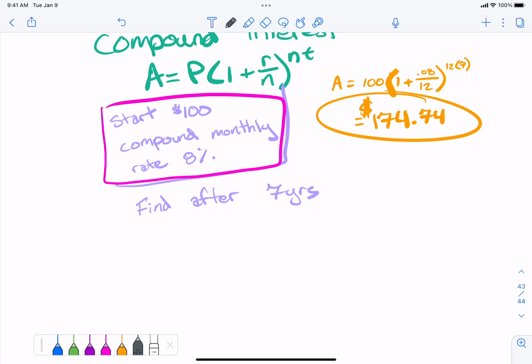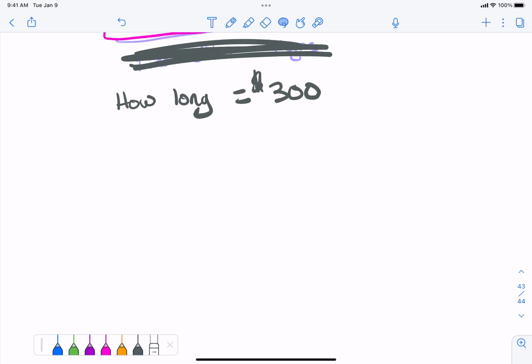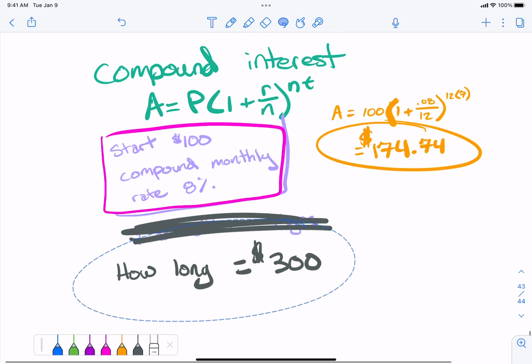Now this no longer applies. Find how long it will take for the amount to become 300. Plug in 300 for A, so divide by 100, so 3. And you're solving for time. The 7 years no longer applies, right? Because that's what you're solving for. You're solving for how long.